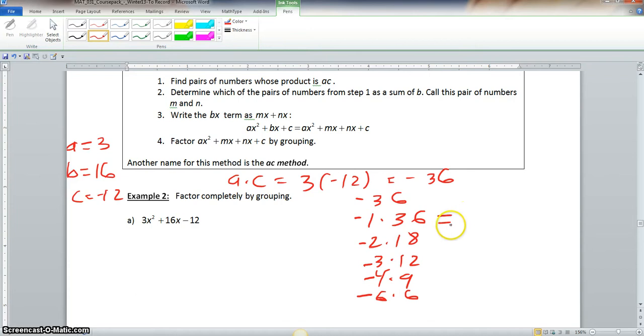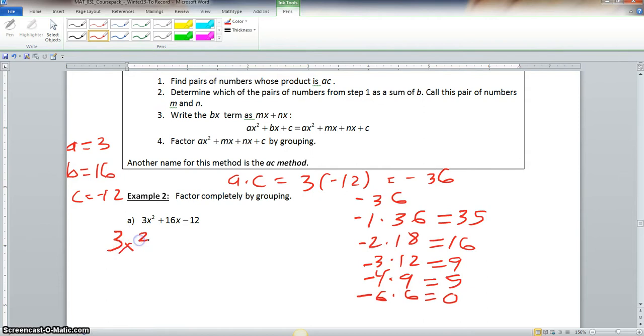Negative 1 and 36 will give us 35. Negative 2 and 18 will give us 16. Negative 3 and 12 will give us 9. Negative 4 and 9 will give us 5. And negative 6 and 6 will give us 0. So we want to find the one that gives us 16, which is negative 2 and 18.